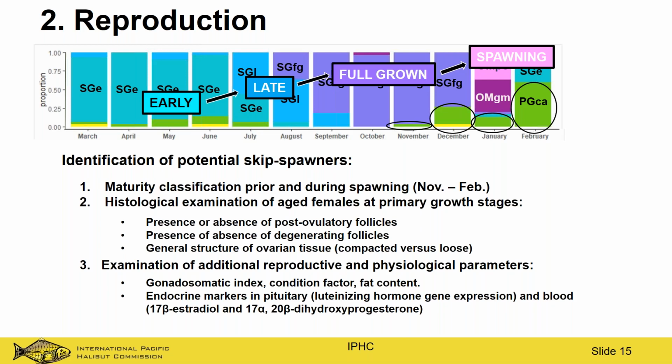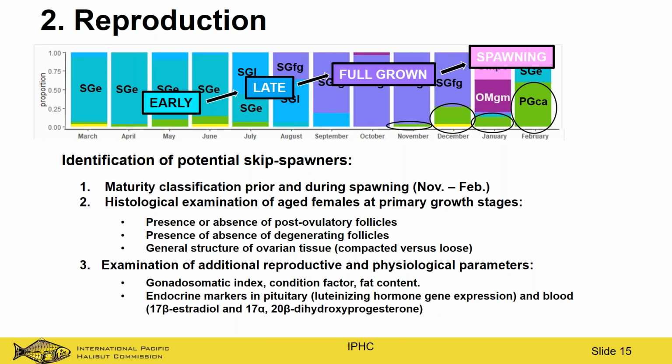So we can look at the histology of those females. We can determine whether there are post-ovulatory follicles or not. We can also identify the presence of degenerating or atretic follicles or not. And then we'll look at the general structure of the ovarian tissue, comparing compacted ovarian tissue, which is characteristic of immature females, versus more loose ovarian tissue patterns that are probably more characteristic of females that have already spawned, mature females.